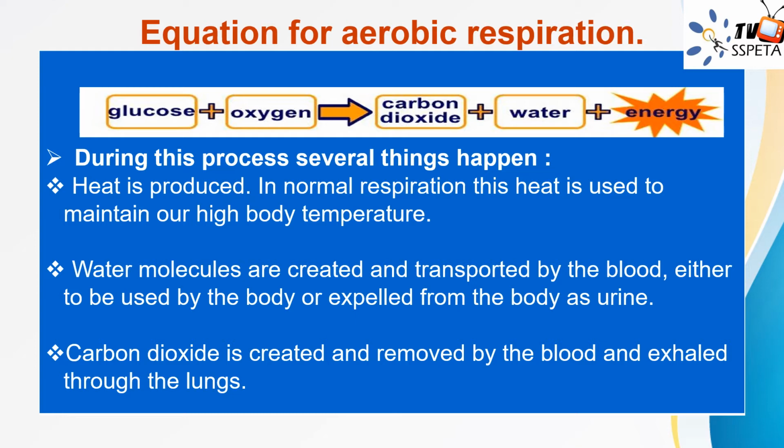During the process of converting glucose to energy in aerobic respiration, several things happen. Heat is produced. In normal respiration, this heat is used to maintain our high body temperature. Water molecules are created and transported by the blood, either to be used by the body or expelled from the body as urine. Carbon dioxide is created and removed by the blood and exhaled through the lungs.